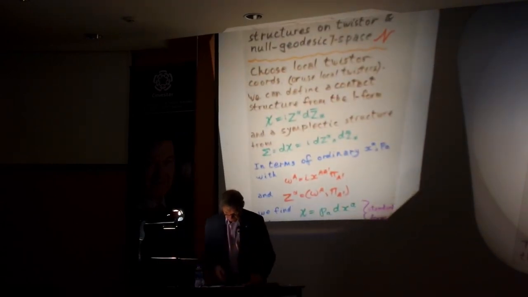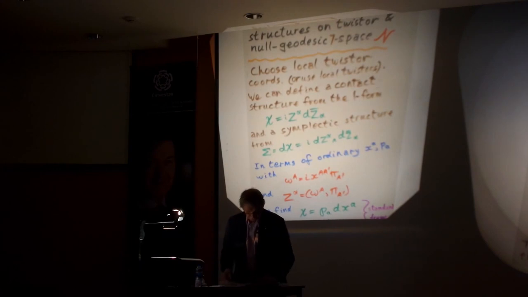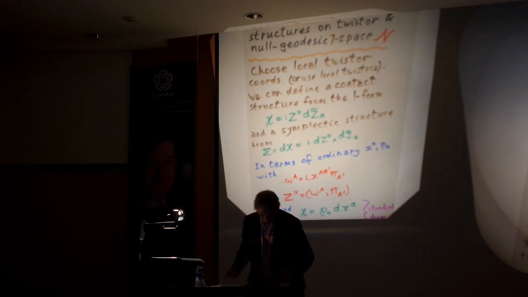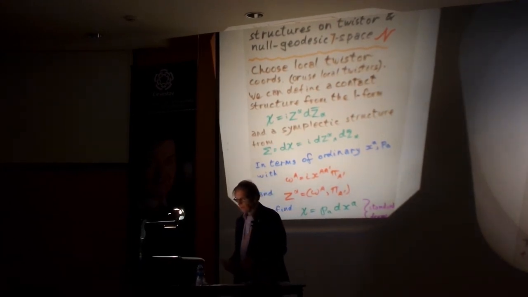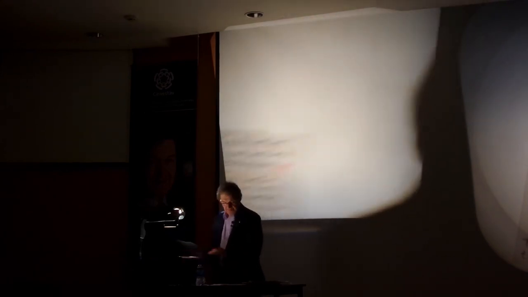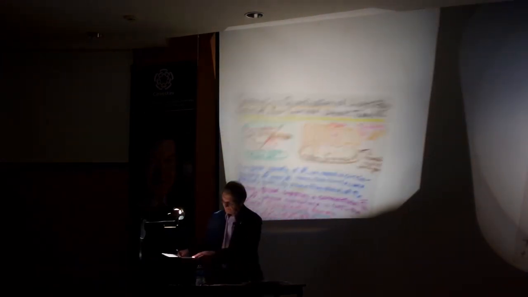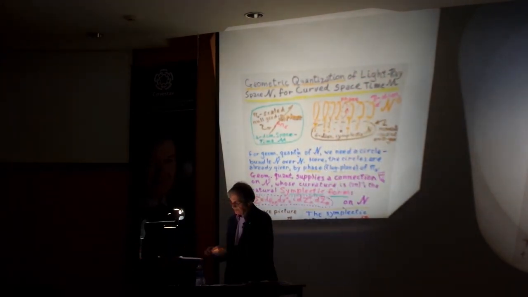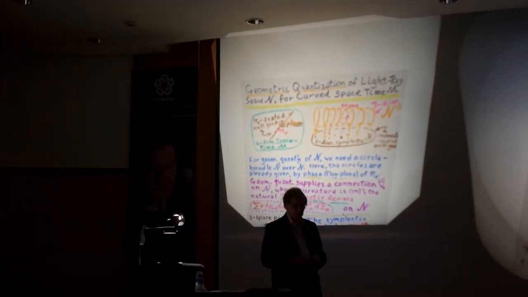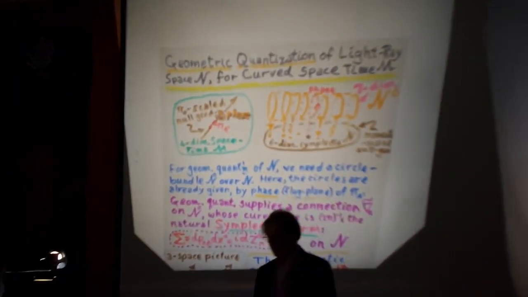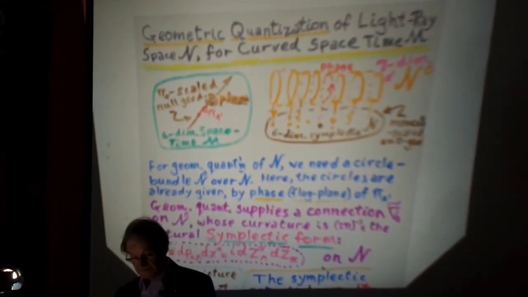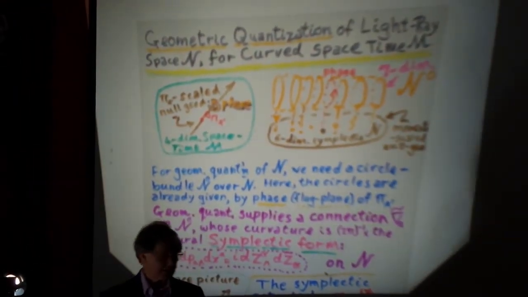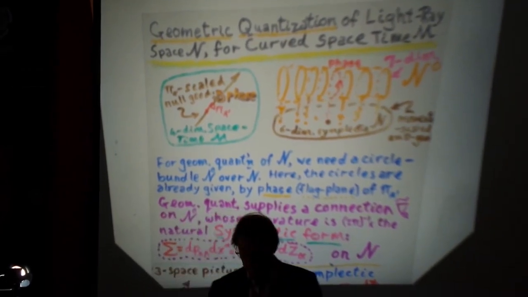That's fine, that's there. Now, what else do we have? Well, what you can do is take that symplectic manifold, this space of light rays here, and try to do geometric quantization. Once you've got a symplectic manifold, this procedure of geometric quantization is a natural thing to try and do.